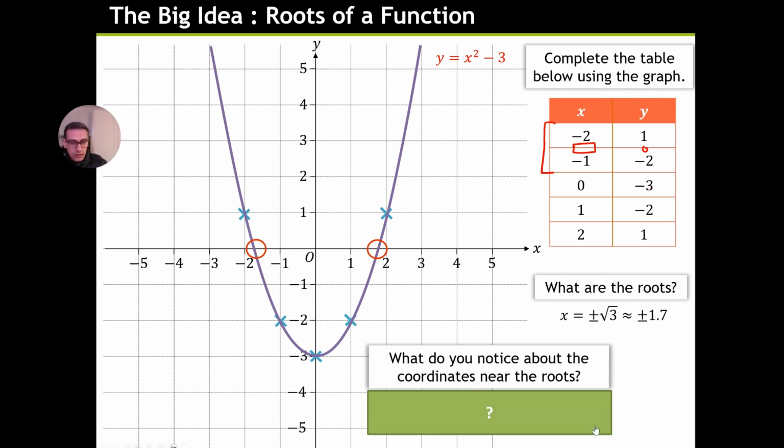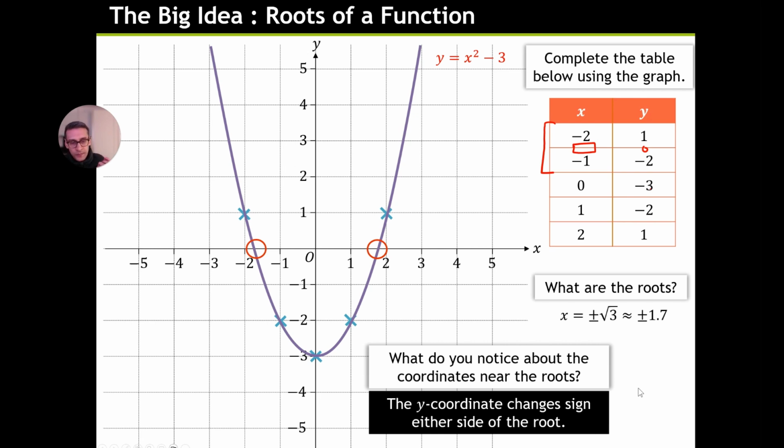So these y coordinates, they change sign when you change these x values in between the roots. So you can see it goes from positive to negative. So there's a solution in between -1 and -2, which we now know is -1.7. And then they also change sign here between 1 and 2. So there's a solution between 1 and 2, which we also know is going to be +1.7. So that's how we know that there's a solution that exists in between these two numbers.